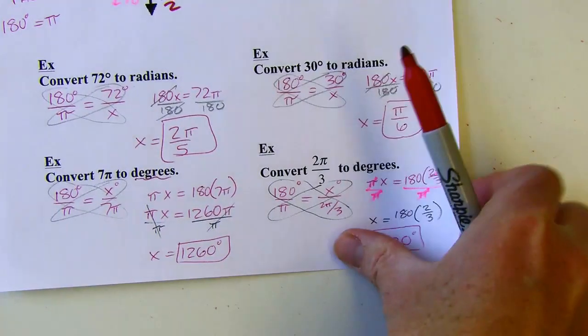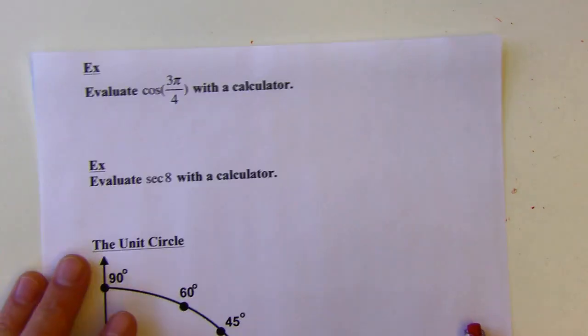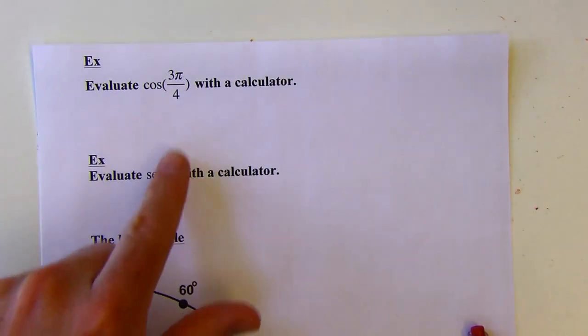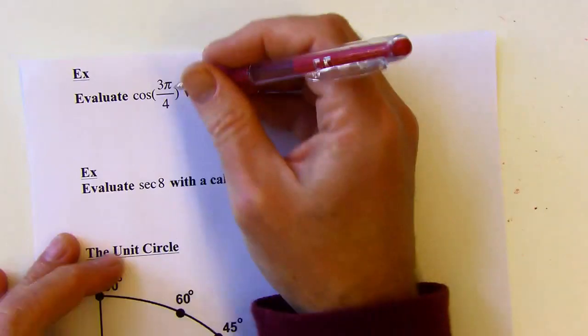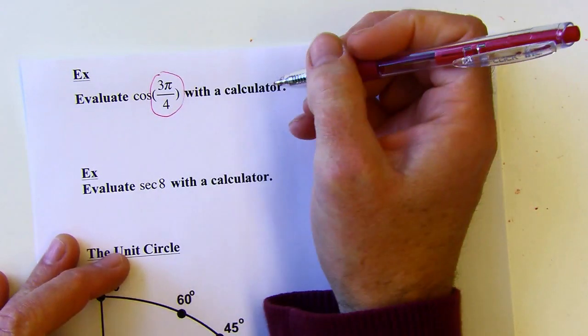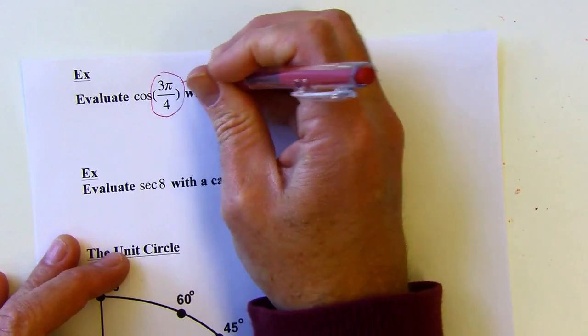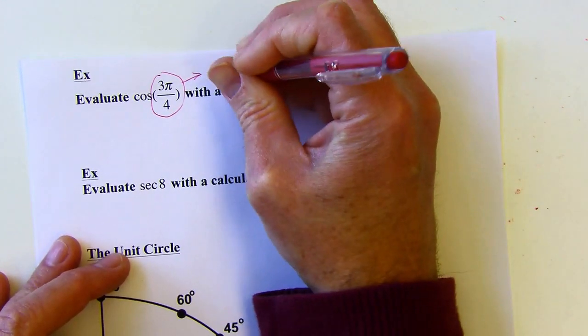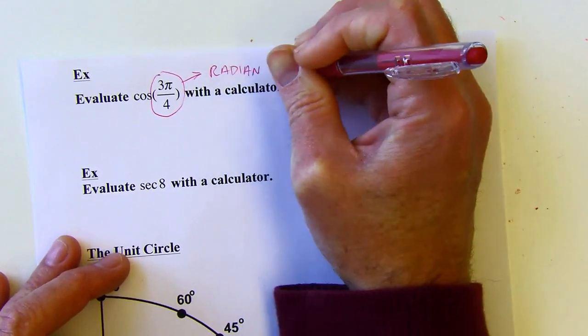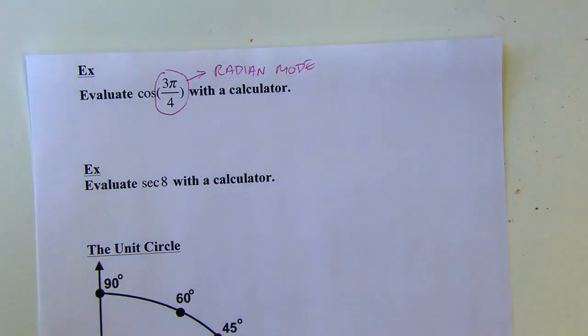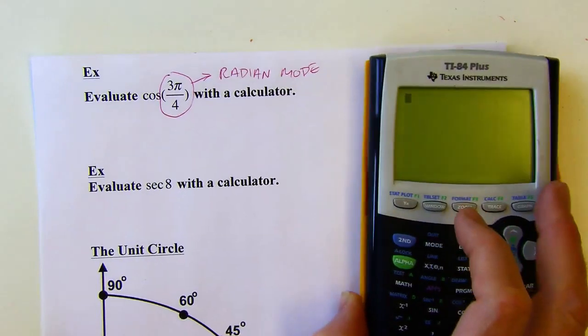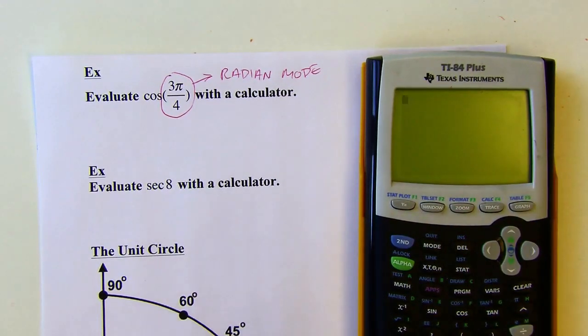Okay, on the next page, we're going to use our calculators to do some evaluating. So, going to evaluate the cosine of 3 pi over 4. Now, be careful here because there's no degree symbol there, right? So that means that this is radians, so that means I need my calculator in radian mode. Okay, so since now we have radians at our command, we're going to have to be going back and forth between radian and degree mode.